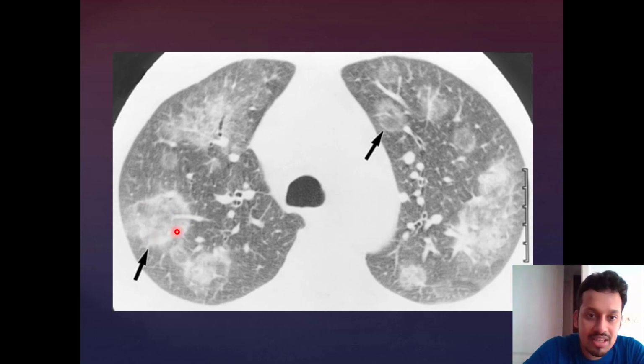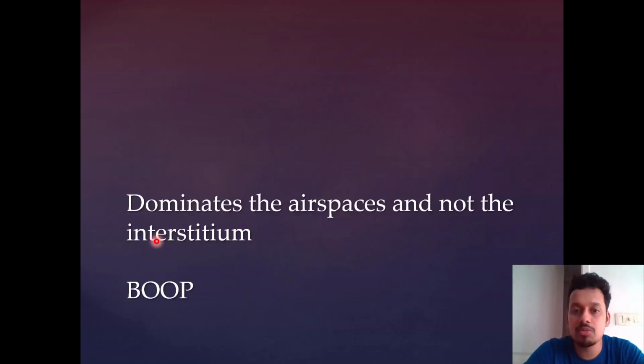I'm sure many of you would have guessed. This is a reverse halo sign. Here, the center of the consolidation is less dense and the periphery is more dense. In halo sign, it will be the opposite. The center will be very dense and the periphery will be less dense. Here, there is a reverse halo sign. You can see there is ground glassing in the center and consolidation in the periphery, which is found in 20% of patients with cryptogenic organizing pneumonia.